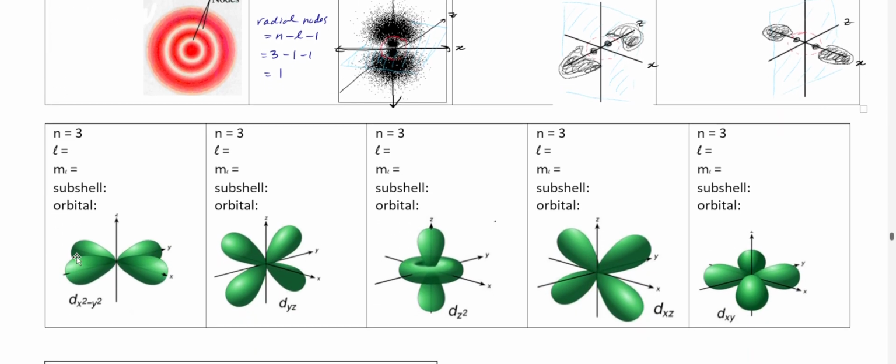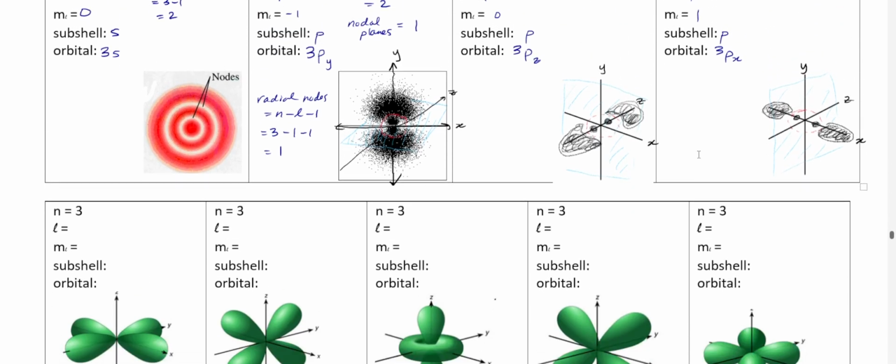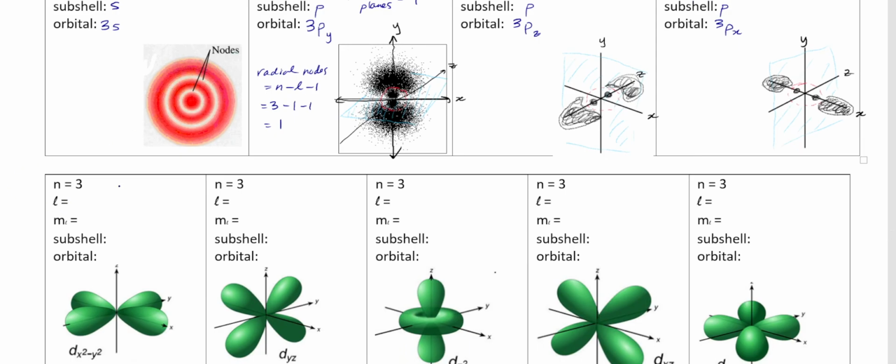Okay, finally, these ones you won't really ever have to sketch. I've given them to you right here. So we've dealt with 3s and the 3p's, but in the third energy level, we also have L is equal to 2. And remember that when L is equal to 2, that is the D subshell. And there's 5 possible orientations in 3D space, so -2, -1, 0, 1, and +2.